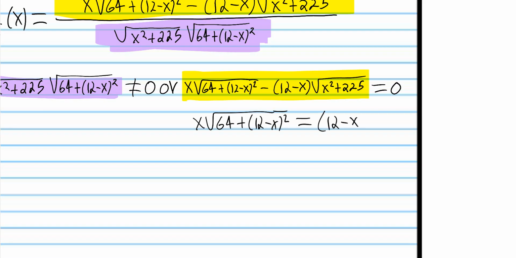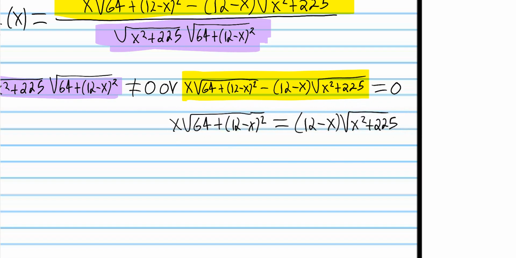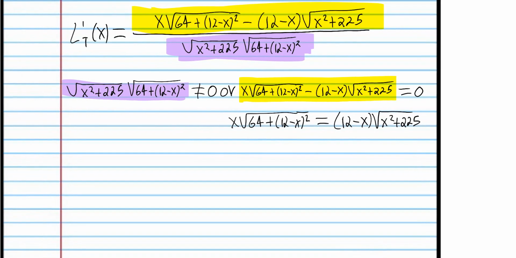So we have 12 minus x times the square root of x squared plus 225. Square root of 225. And at this point, we don't want those square roots. We don't like the square roots. So we want to square both sides of the equation to get rid of the square roots.